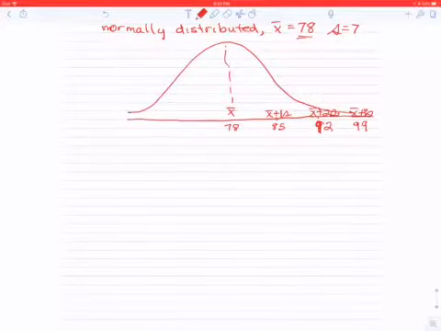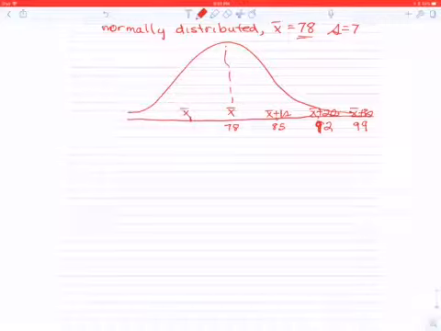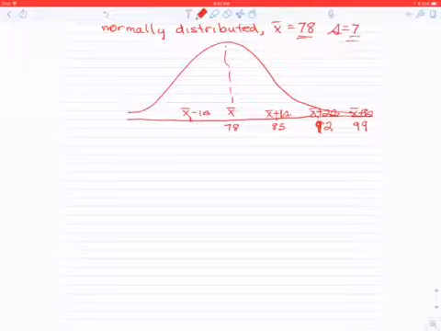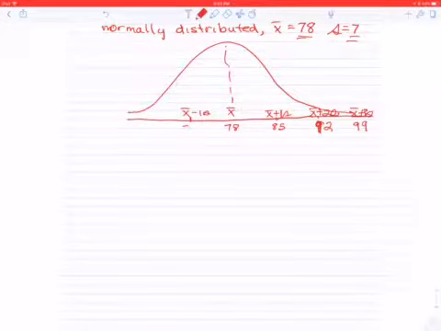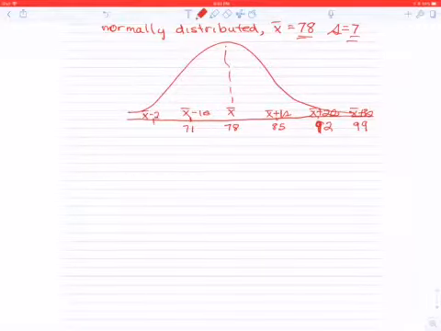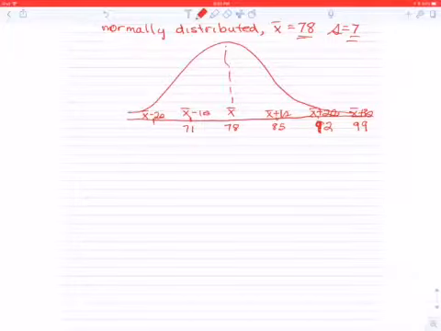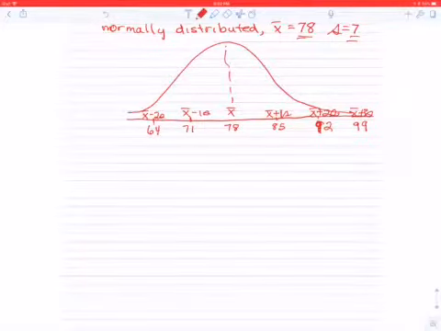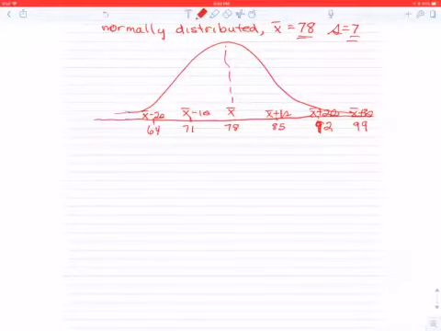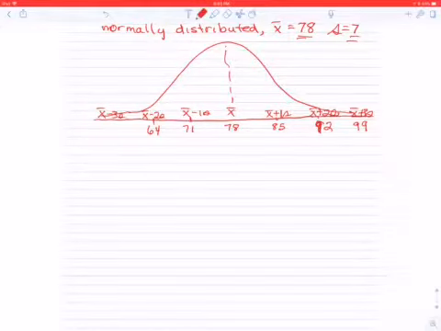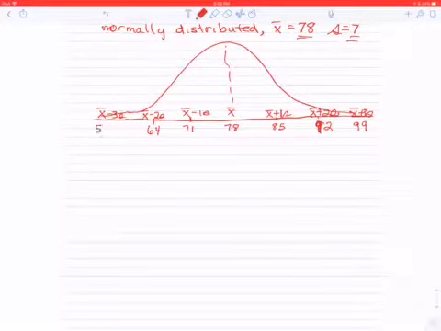All right, one standard deviation below the mean. So that's 78 minus one group of our standard deviation. So 78 minus 7, that gives us 71. Two standard deviations below the mean, that's the mean minus two groups of 7. 78 minus two groups of 7, 64. And the mean minus three standard deviations, which would be very close to the end. That's 78 minus three groups of 7. So 78 minus 21, that gives us 57.